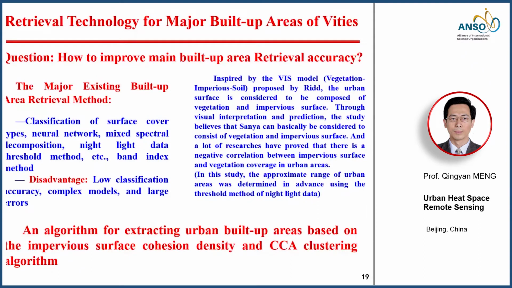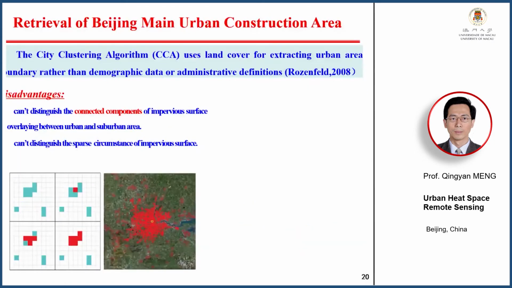And then we developed a method, which we call retrieving the urban built-up area based on the impervious surface coherent density and the CCA cluster algorithm. The CCA is the city clustering algorithm, which uses land cover for extracting the urban area boundary rather than demographic data and administrative definition. And the disadvantages include that it cannot distinguish the connected components of the impervious surface overlying between the urban and the suburban area, and cannot distinguish the sparse circumstance of the impervious surface.